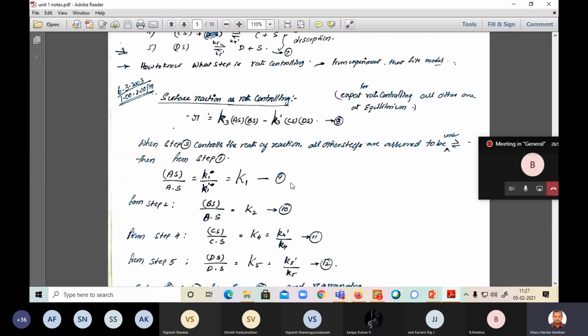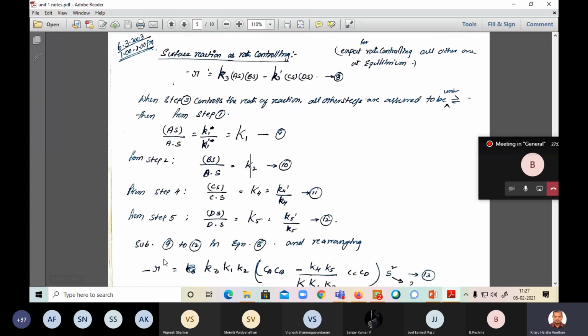You substitute 9, 10, 11, 12 in 8. Why did we take equation number 8? We took it because we are assuming the surface reaction is controlling, so we wrote the net rate of surface reaction disappearance. Then we are substituting the intermediates, which we don't know. We have to write this intermediate concentration in terms of the knowns. Now, if you substitute AS, BS, CS, DS from 9 to 12, then what will happen?